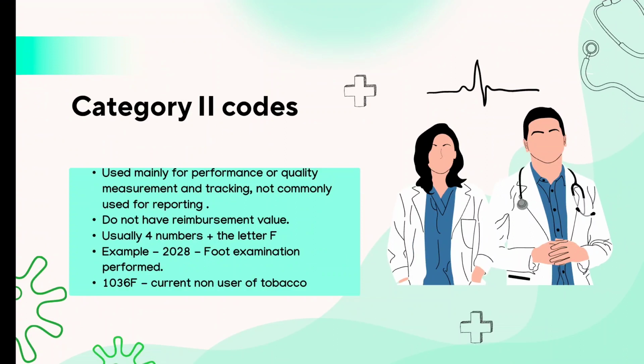Let's look at two examples. 2028F indicates that a foot examination was performed. Another example is 1036F, which indicates that the patient is a current tobacco non-user. So the easy way to remember Category 2 is Category 2 equals quality and performance measurement, and the code generally ends with the letter F.